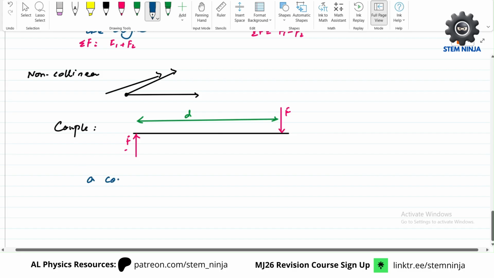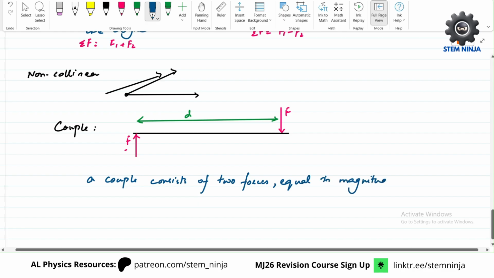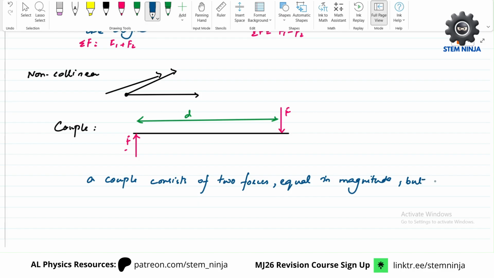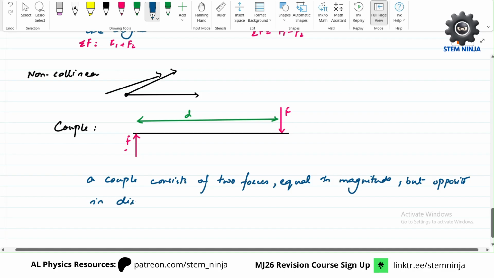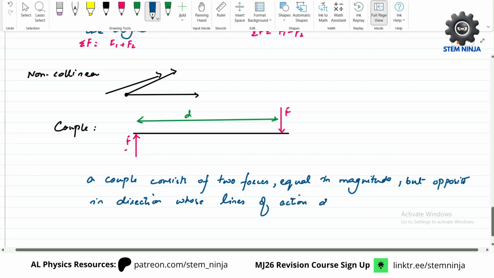So a couple consists of two forces equal in magnitude but opposite in direction, whose lines of action do not coincide.